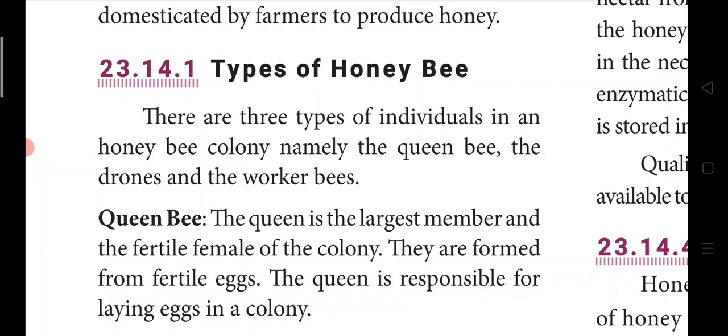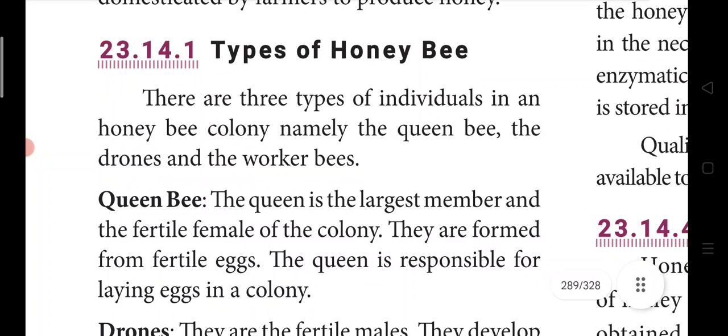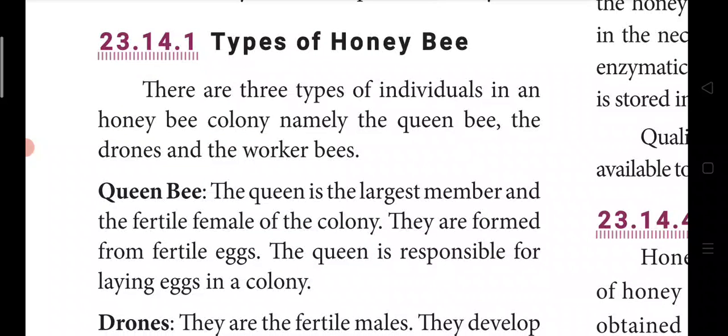So you would have seen in so many places, in trees or under old buildings, the bee hive. You would have seen that there are a lot of bees, and all of them look the same, but the size difference you can see only when you go close and look. There are three types of individuals: the queen bee, the worker bee, and the drone bee.